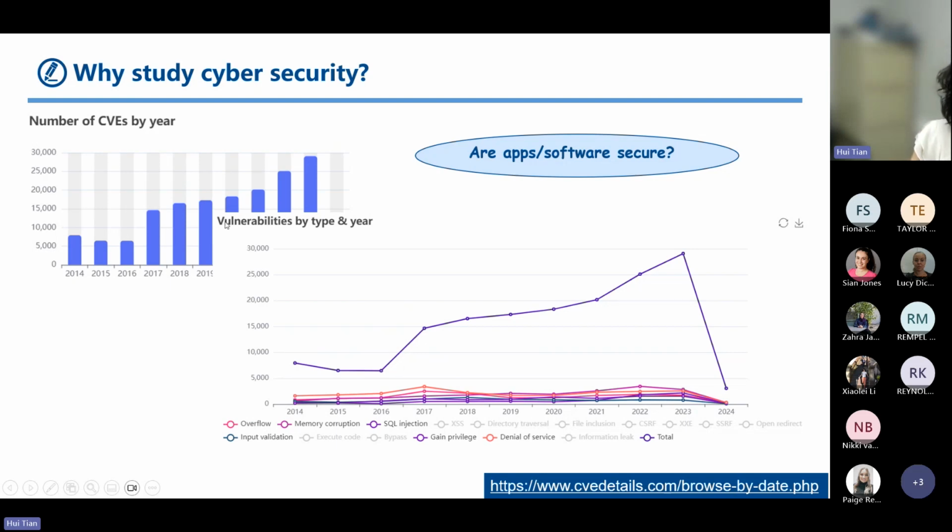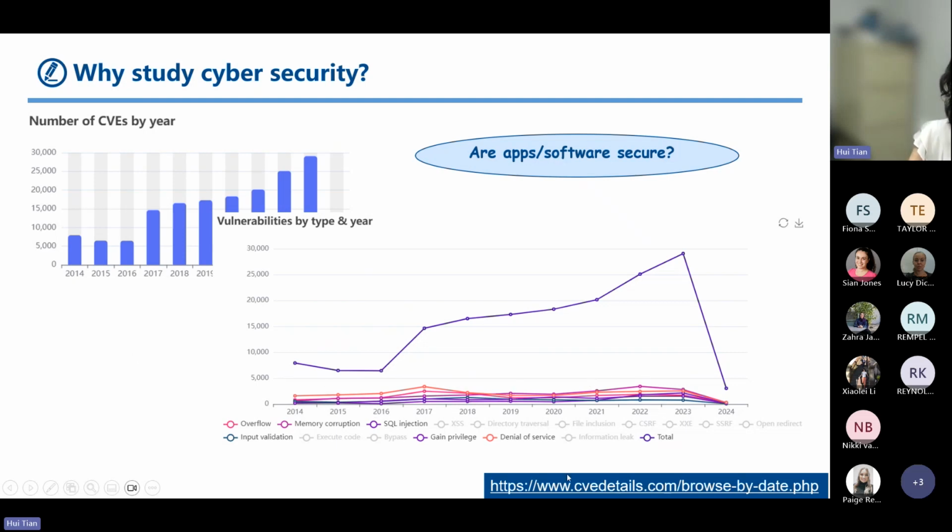So the first picture here on the top left corner is the number of CVEs. CVE is short for Common Vulnerabilities and Exposures, but basically it is a database maintaining all the different types of vulnerabilities existing in our world. You can see the number has been increasing over the last 10 years, and every day we identify 40 new vulnerabilities.